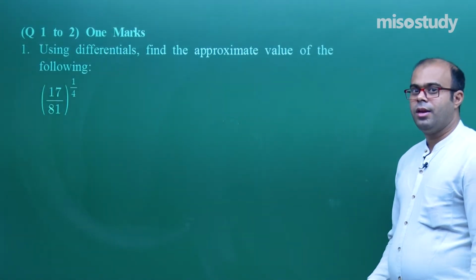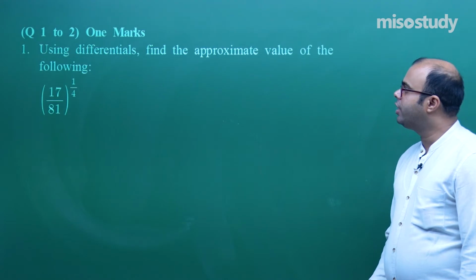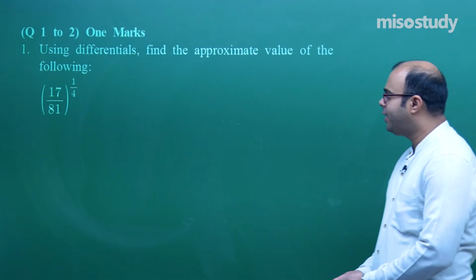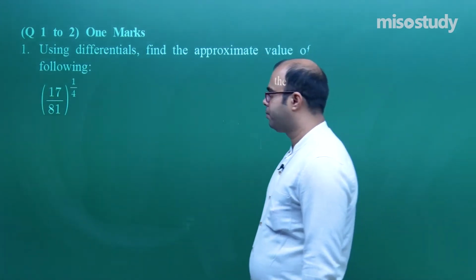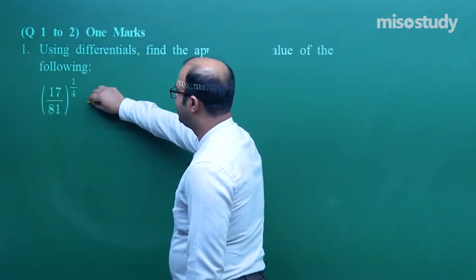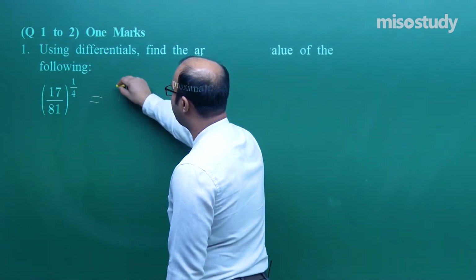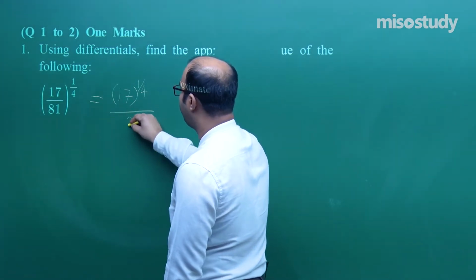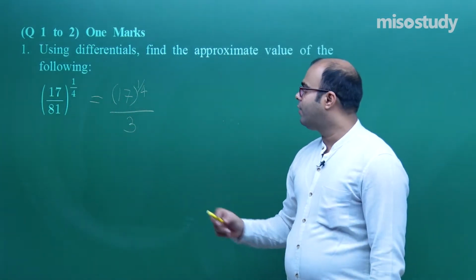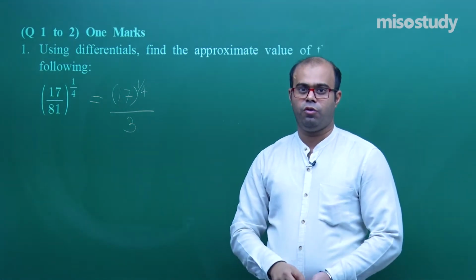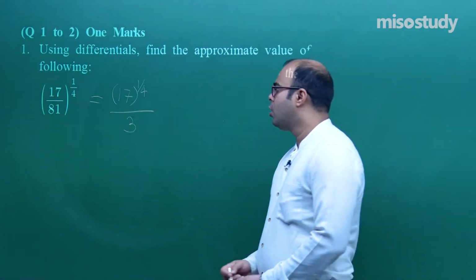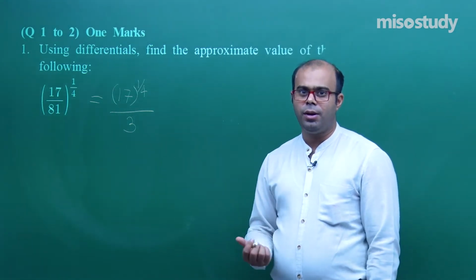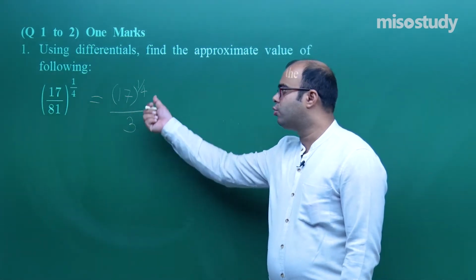of 1 mark. It says, using differentials, find the approximate value of the following: 17 by 81 to the power 1 by 4. We can first write this simply as 17 to the power 1 by 4 divided by 81 to the power 1 by 4, which we know is 3. So, our task is to find 17 to the power 1 by 4 with the help of approximation. Which number near 17 has an easily available fourth root? That is 16. The fourth root of 16 is 2.